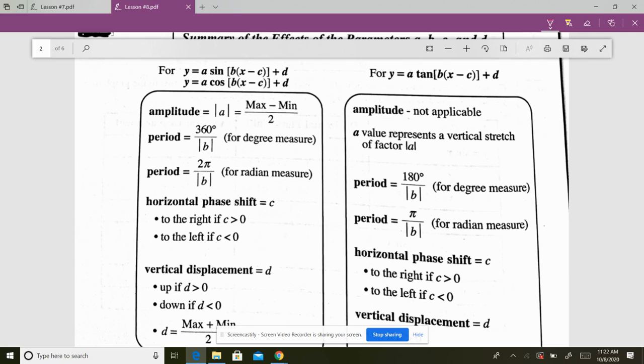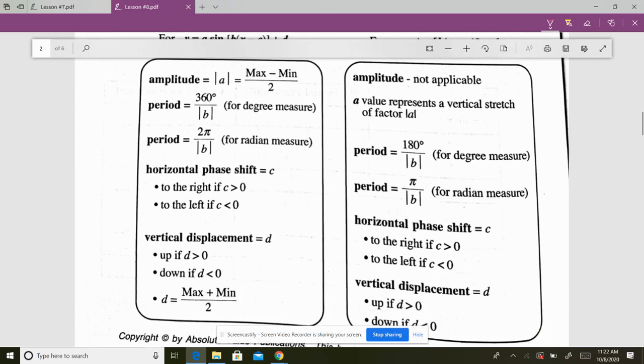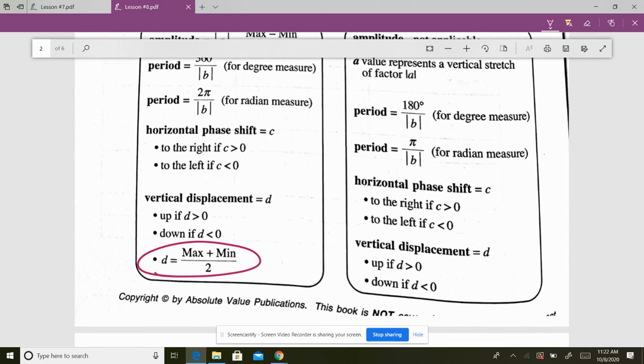But we've already looked at the amplitude, which is max minus min over 2 from a graph, or the A value. Period is 360 over B, or 2 pi over B for sine and cosine. Horizontal phase shift, you go right if it's positive, left if it's negative. Vertical displacement, you go up if it's positive, down if it's negative. This formula is only if you're trying to get it from a graph, okay? So if you're trying to pull the D value from a graph, you would use that formula.